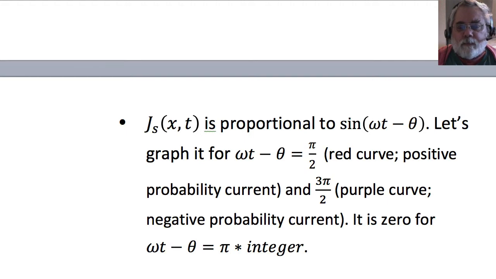Now, the current density is proportional to sine of omega t minus theta. Let's graph the probability current for two values of omega t minus theta. We'll graph it for pi over 2, which will be the red curve, positive probability current, and 3 pi over 2, the purple curve, negative probability current. If omega t minus theta equals an integer times pi, it's going to be 0.